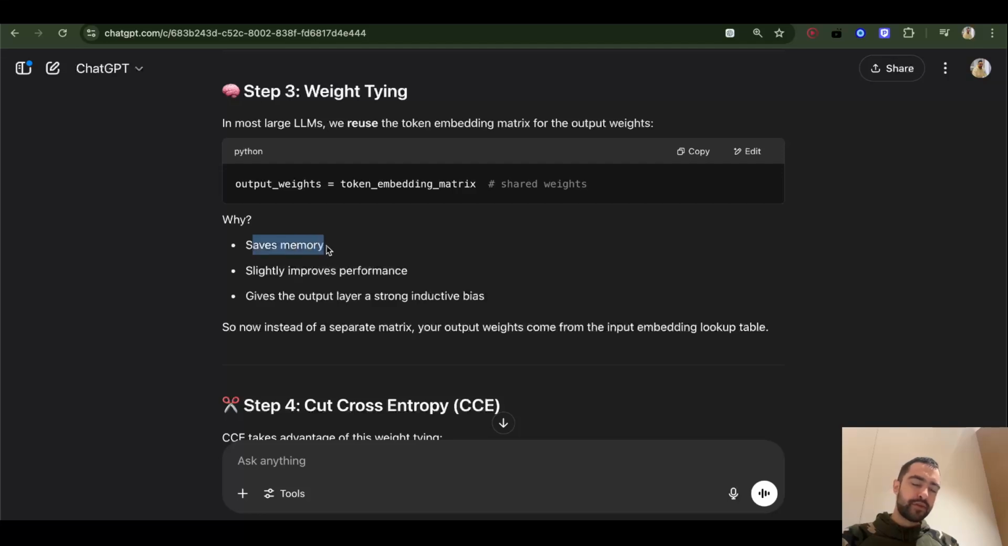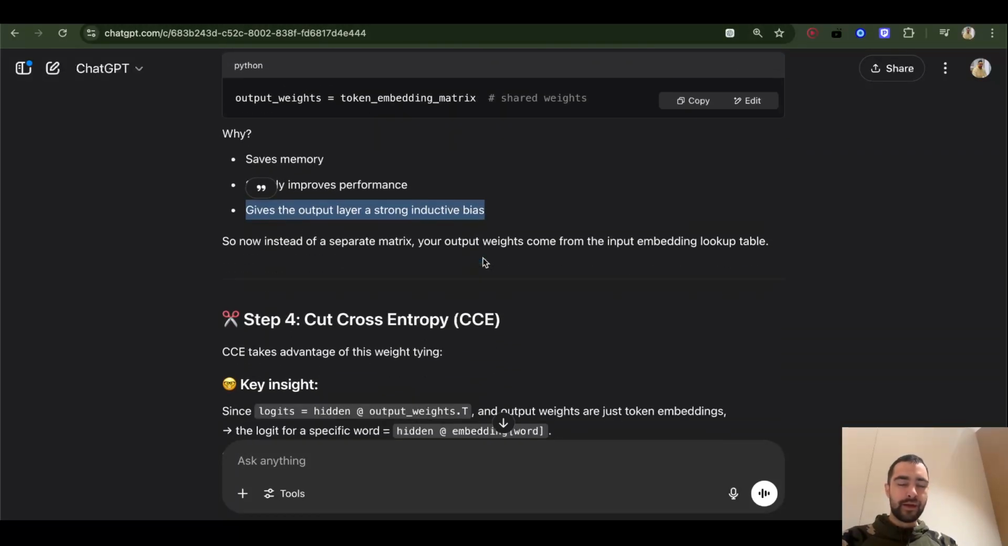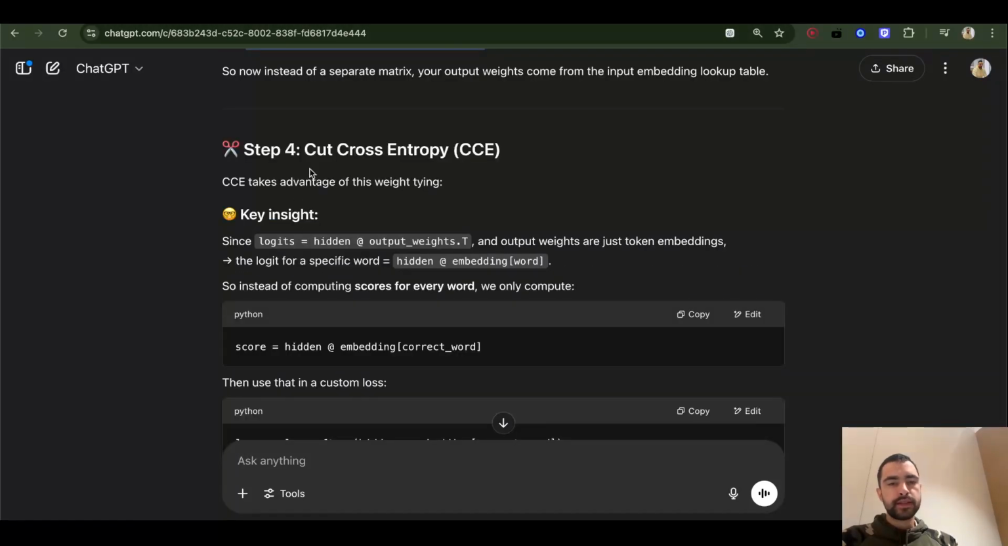So now instead of a separate matrix, your output weights come from the input embedding lookup table. It saves memory, you just have one matrix instead of two, slightly improves performance, and gives the output layer a strong inductive bias. Now we are reading and writing the same thing from the same ones, so we are keeping it consistent. It needs to perform consistently across the entire transformer. I think that's what it means here, though I'm not 100% sure. So Cut Cross-Entropy takes advantage of this weight tying.